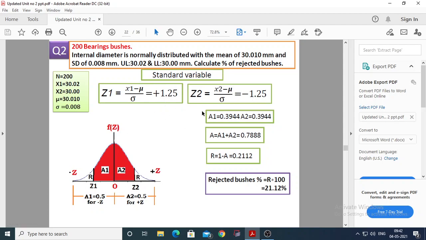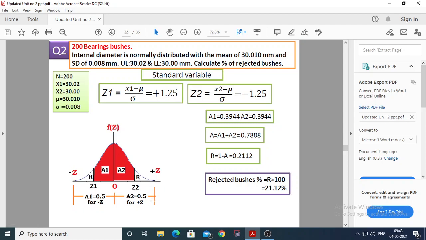And what is the value of z2? z2 is equal to (x2 minus mu) divided by sigma. Put x2 is equal to 30 minus mu, again 30.010, divided by 0.008. You will get minus 1.25. Means from 0 to the left side the values are minus, and towards the right side the values are plus. That's why you get the value in between.